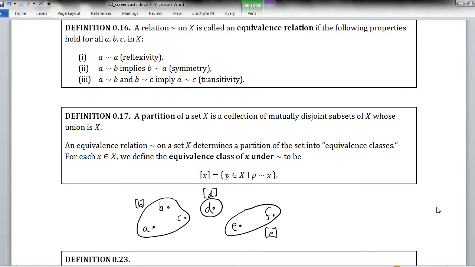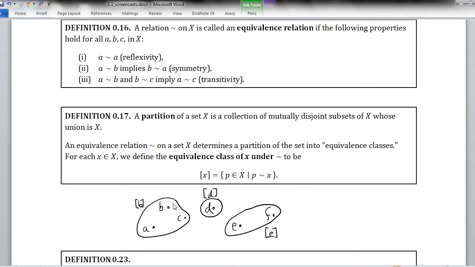Now you can get a partition from an equivalence relation by looking at what are called the equivalence classes of the elements of a set X. And so if x is in X, the equivalence class of x under this relation is denoted by bracket x, and it's the set of all elements p in X which are equivalent to x. It's a set of everything equivalent to x.